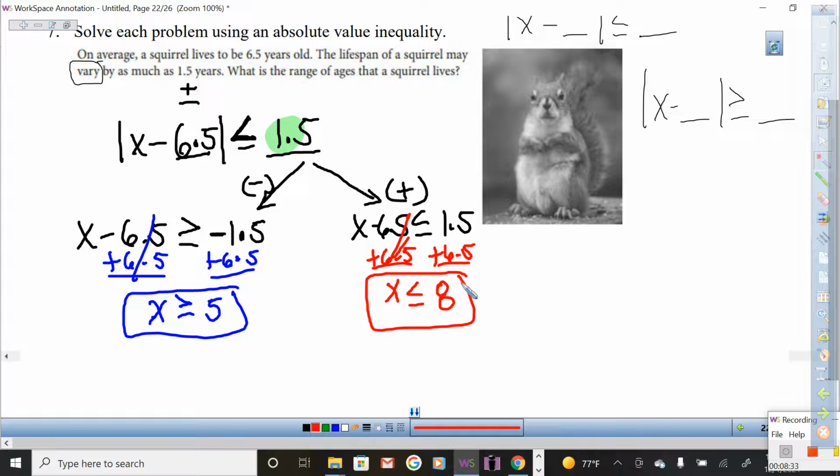Okay. But this is a word problem. We can't just give these answers like that. We need to give a statement. Let me read the problem again. On average, a squirrel lives to be 6.5 years old. The lifespan of the squirrel may vary by as much as 1.5 years. What is the range of ages that a squirrel lives? Tell your neighbor a statement that you would write as your answer, please.